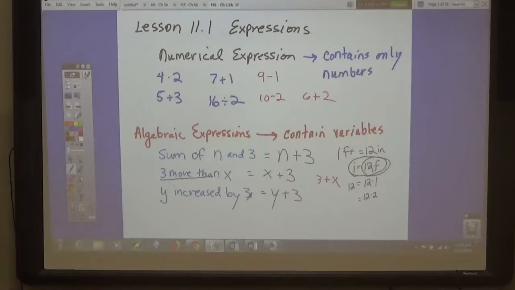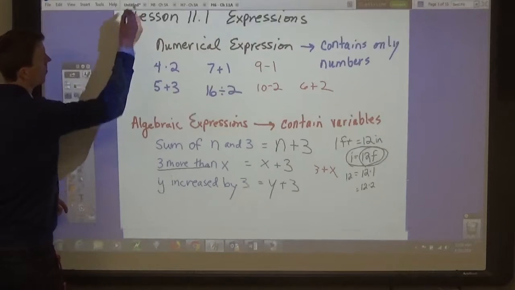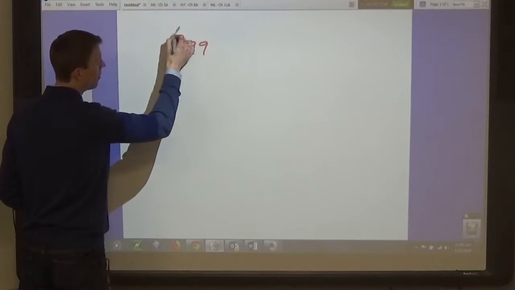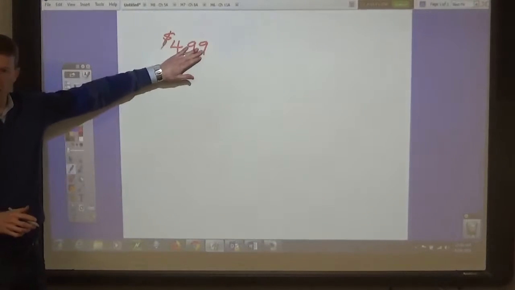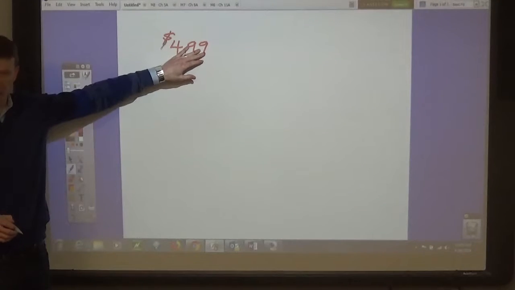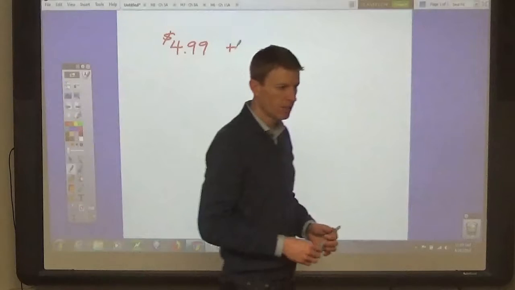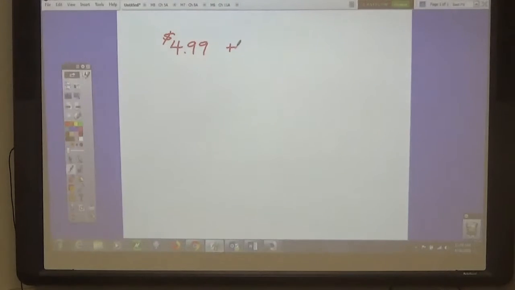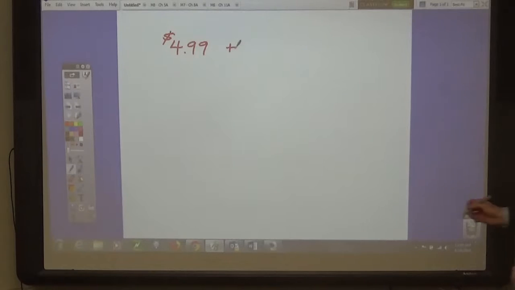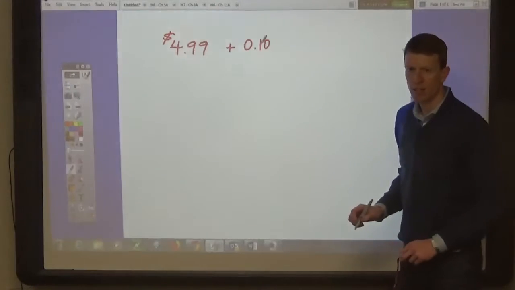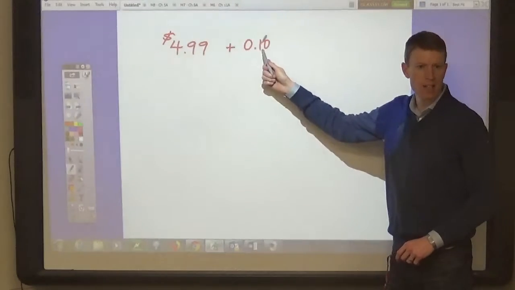So, to write an expression for the charges, you could write $4.99, because that's the starting monthly charge for the text messages. Plus, you get charged how much? You have to look in your book, man. How much do you get charged per message? Effie? 10 cents. Yep. So we write an expression for that. 10 cents. But is it just 10 cents or is it 10 cents per message?